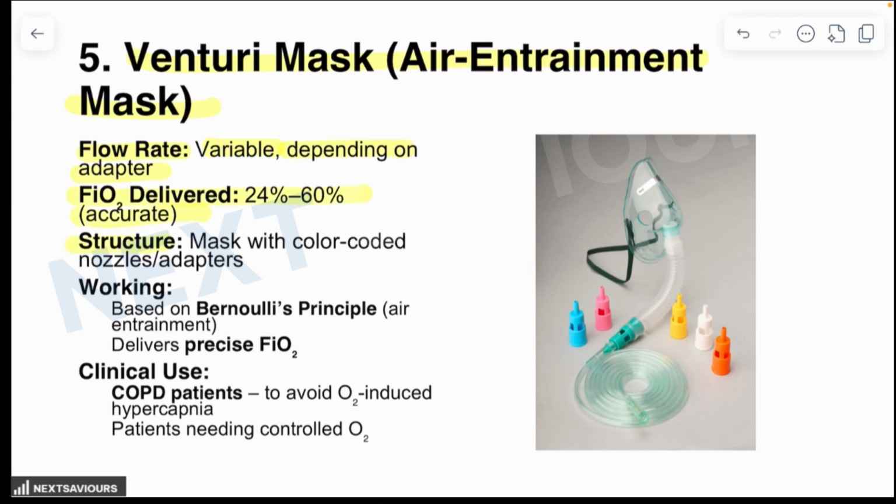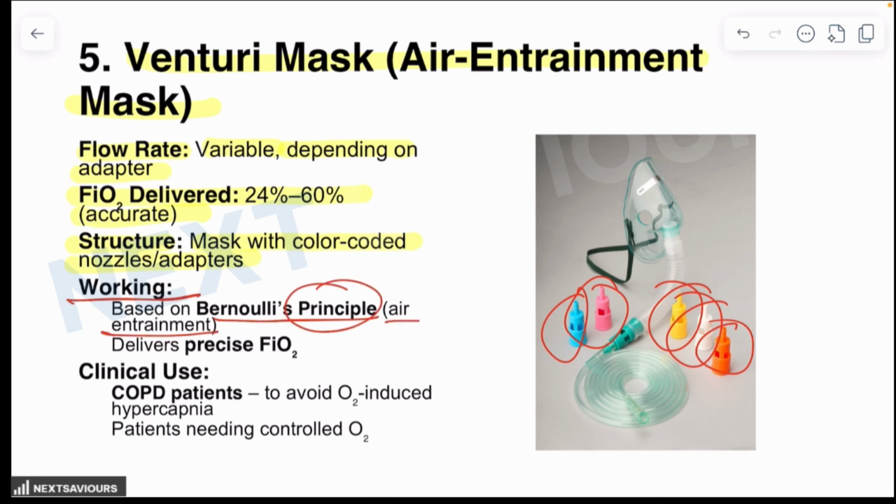Now, the structure is the mask with the color coded nozzles or adapters, working based on the Bernoulli principle. That means the outside air is also entrained and it delivers the precise FiO2 which is required for the patient. The clinical use is usually in COPD patients, in order to avoid oxygen induced hypercapnia, and in patients needing controlled oxygen. This question has also been asked: what is the name of the mask, when they give you the entire image, and you have to mark the answer as Venturi mask.